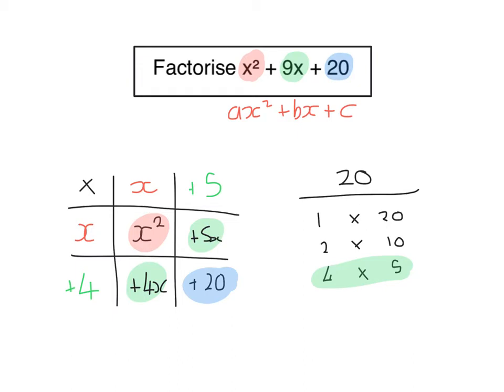Okay, remember my aim was to be putting it back into those double brackets. So my first bracket is x plus 4, and then my second is x plus 5. So it's x plus 4 times x plus 5. That's my answer. So the key thing here is to use your factor pairs.